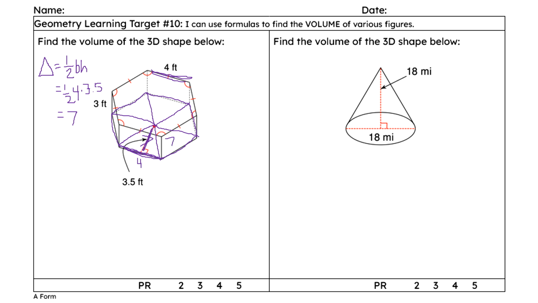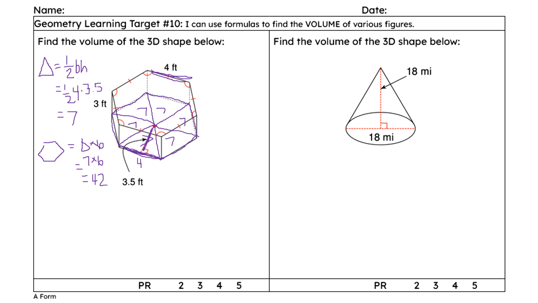But I've got 6 of these 7s. So to find the area of the hexagon, it is going to be the area of the triangle times 6. We found the area of the triangle already. That's 7, so 7 times 6. All right, so the area of the base, the base shape being the hexagon, is going to be 42. So that's 42 feet squared. That gets you the entire base.